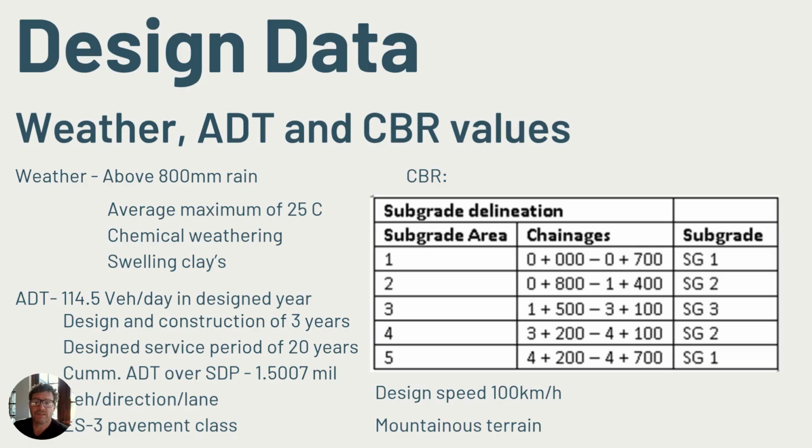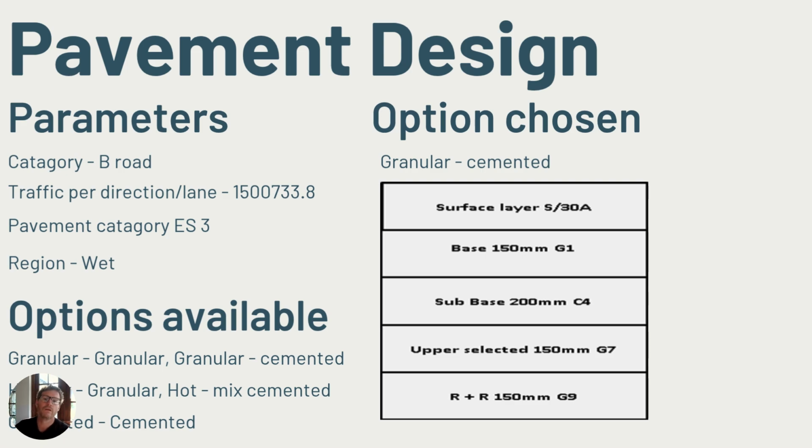A design speed of 100 kilometers an hour will be used on the road, and the geometric alignment will be designed with this in mind. Also, to keep in mind is that the terrain will be mountainous terrain, which will affect the grades of the road. So the road was found to be a Category B road in a wet road region. Category B roads are large rural roads that transport high traffic between major towns.